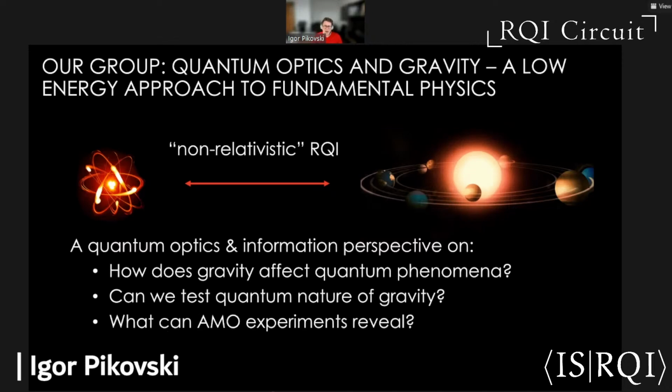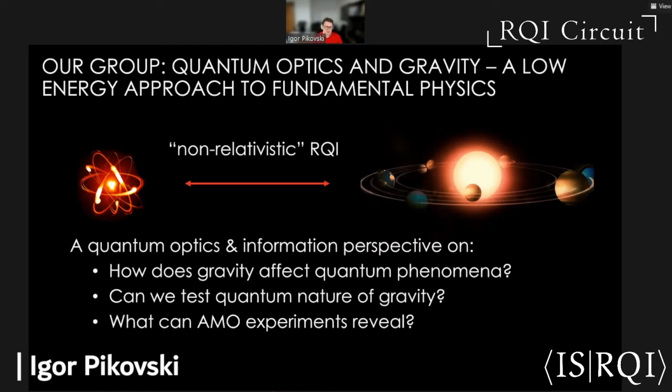Then finally, what can specific experiments with atomic, molecular, and optical systems, even in principle, reveal about this interface of quantum theory and gravity? And of course, there's a natural question: why do such experiments with AMO systems, or tabletop experiments in general, what role can they play? And that, of course, has been addressed in some form in previous RQI talks as well.